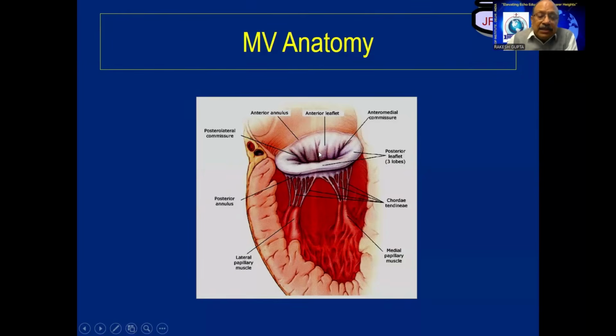Apart from this, the leaflets of the AML and PML are attached to the papillary muscles through cords, which we learned during our medical school days. The cords which are attached to the primary leaflet or the tip of the leaflet are known as primary cords. The cords which are attached to the body of the leaflet are known as secondary cords. And that is very important when we look at these primary and secondary cords.